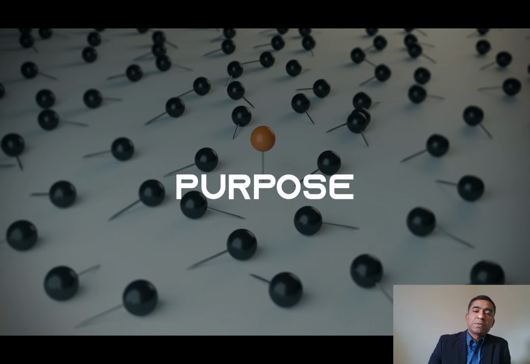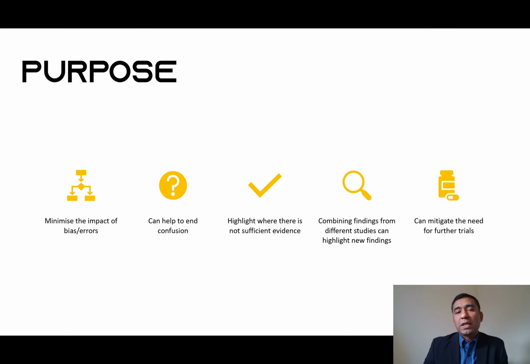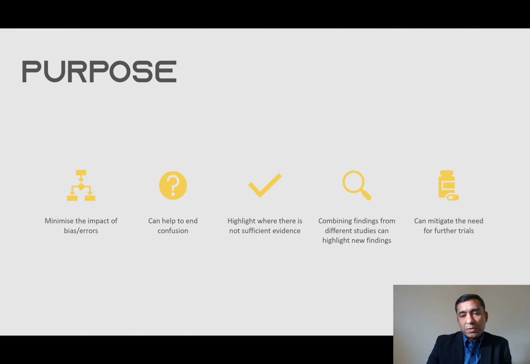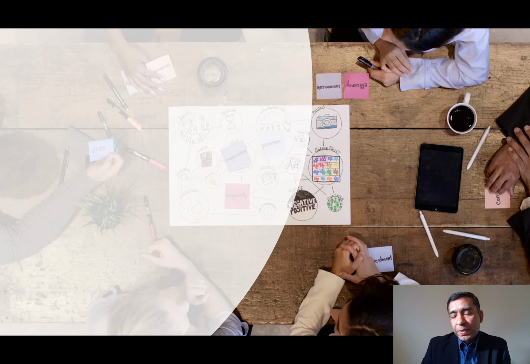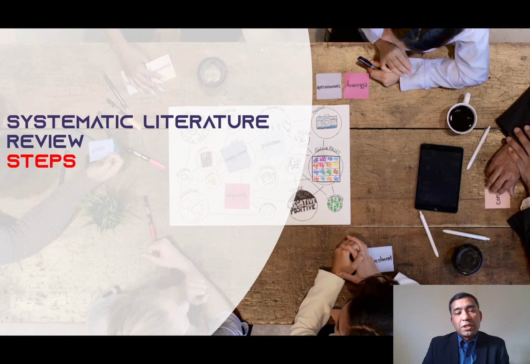The purpose of a systematic literature review, I have discussed this many times, is basically to minimize bias in the literature and to highlight where sufficient work has not been done. We also try to find out what needs to be done in the future. All these are different purposes of a systematic literature review. We have discussed these steps, processes and purposes in different videos, so you can watch those videos in order to understand what exactly a systematic literature review is and how we conduct it.